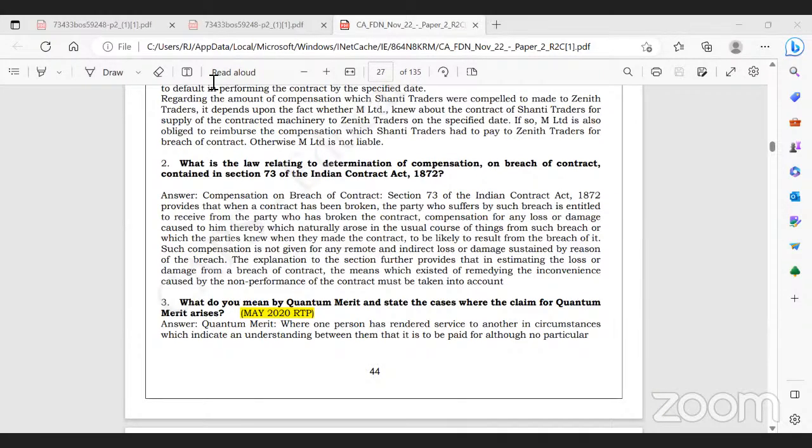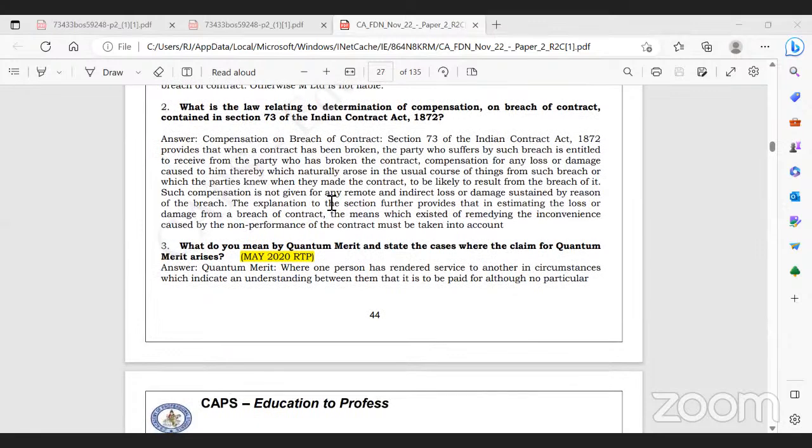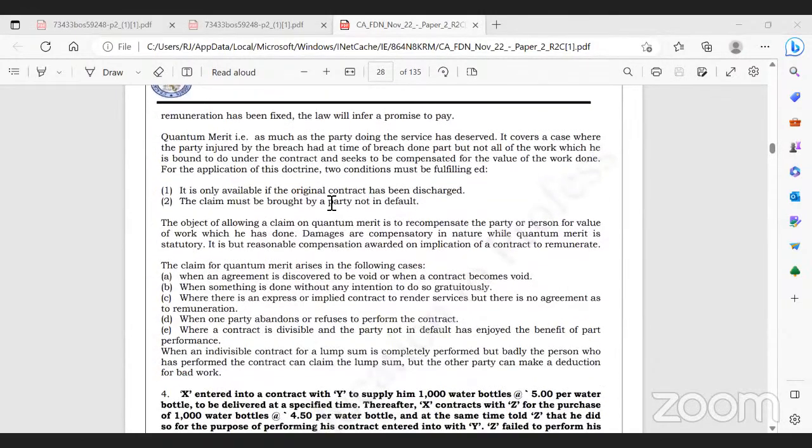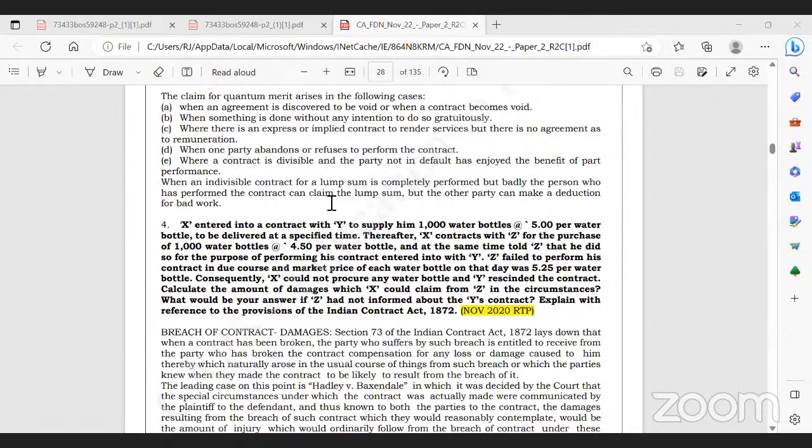Next. Viksha? What is the law relating to determination of compensation and breach of contract? This again, same ordinary damages, special damages. Okay, next. What do you mean by quantum meruit and state the causes? Okay, this also goes to quantum meruit as much as it is done and we have different cases for that. Okay, so just read through all this. These are direct questions in your question paper.